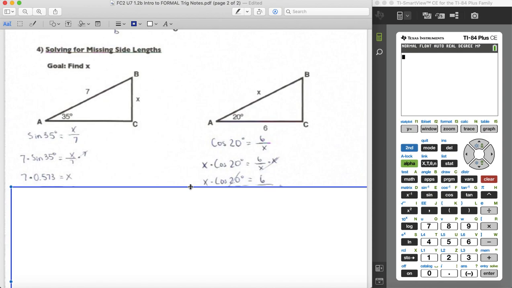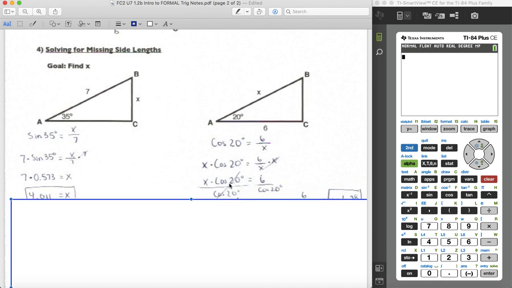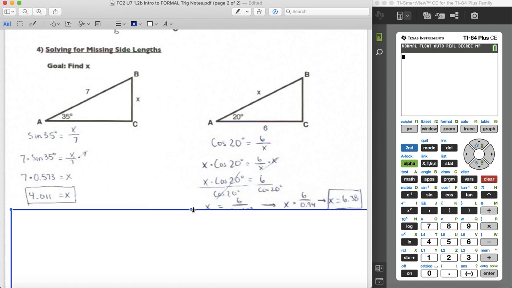How do I isolate x now? Am I in a position where I can perform an operation and get x by itself? The answer is yes. Remember, cosine of 20 is some number. If I'm multiplying that by x, how do I get x by itself? If multiplication is occurring, I need to do the opposite operation and divide. So both sides are divided by cosine of 20. It cancels out on the left side, and we're left with x by itself.